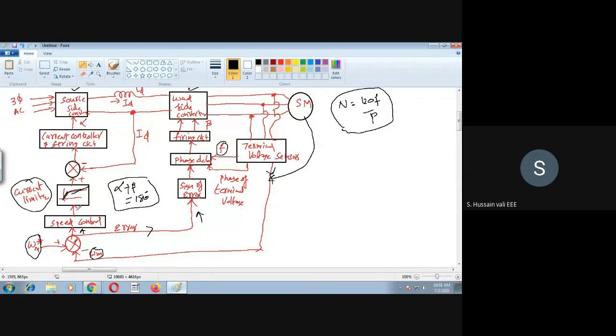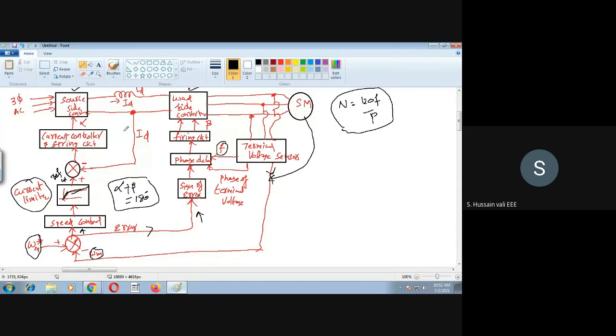So based upon that signal, you need to control the current here. Otherwise, it draws a lot of current, and that problem is there. So the current limiter output will be here. Then that current, you can call it the reference current. You are getting the reference current here.